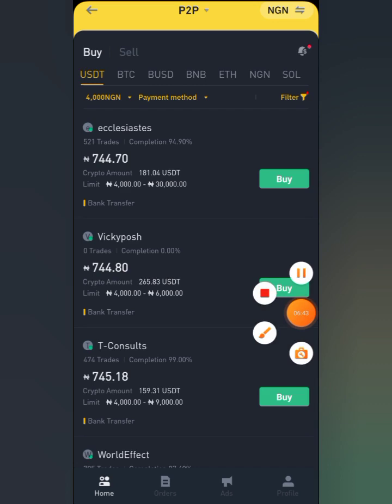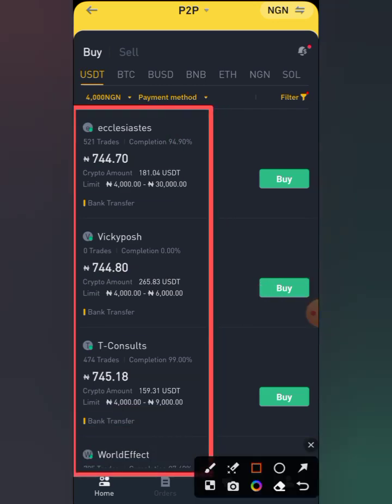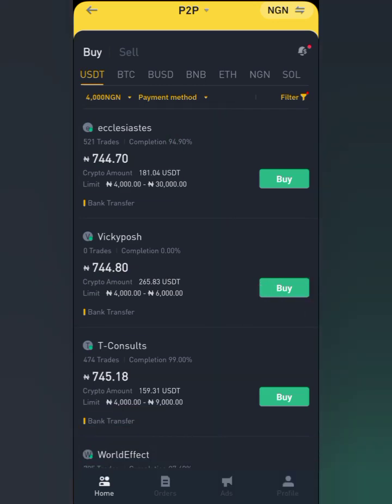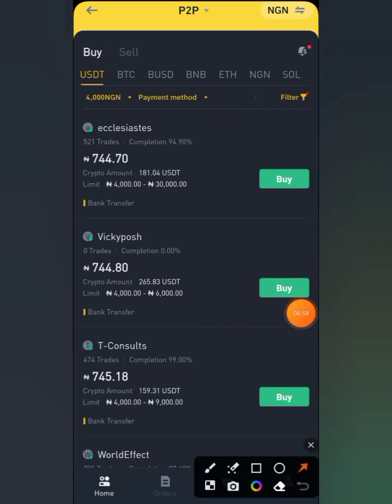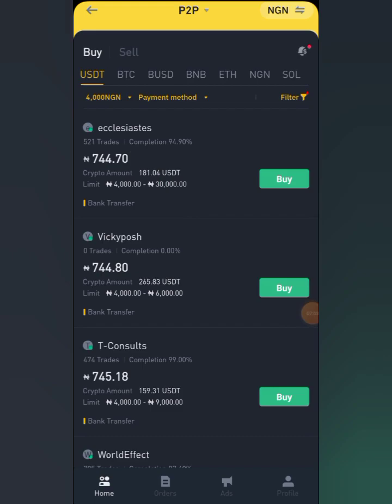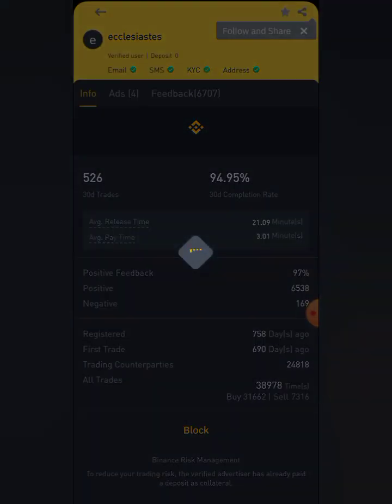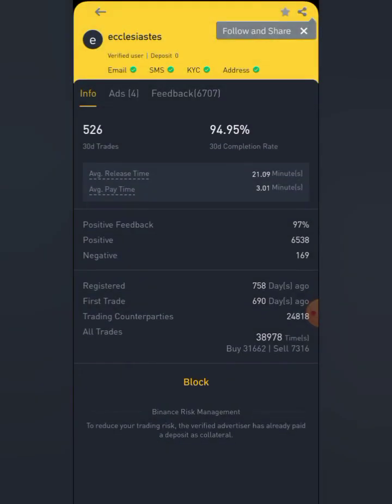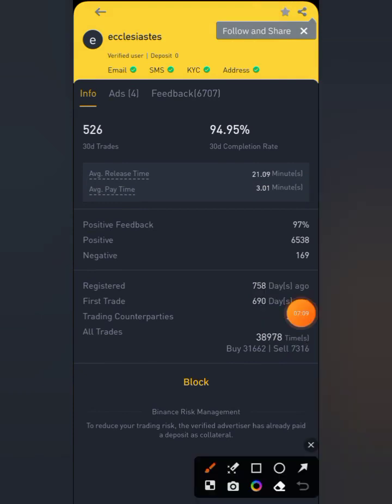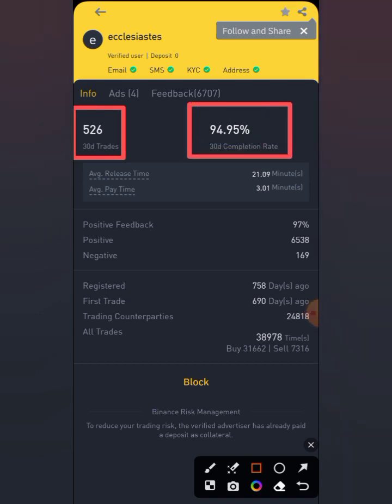The next thing you need to do is to get more information about these traders. Let's take it that we want to trade with this first trader here. All I will do next is go and click on his name. Once I click on his name, it will bring out his information, and you can see that in the past 1 month this man has done 526 trades and his completion rate is how many? 94.95%. But this is not what I actually want to look at here.